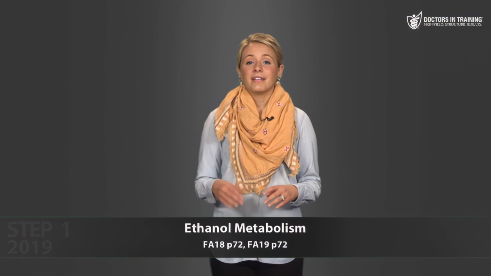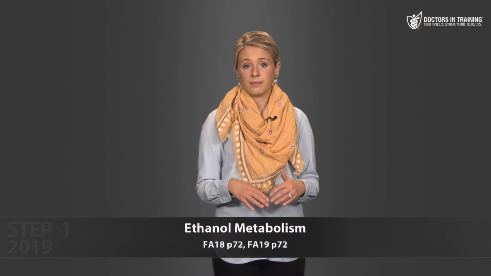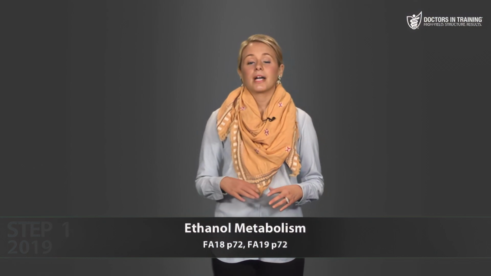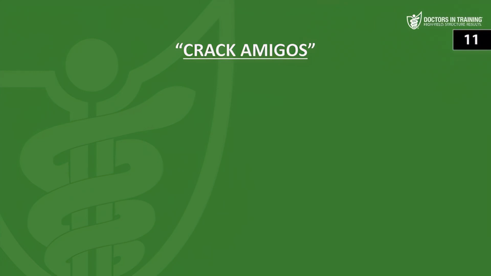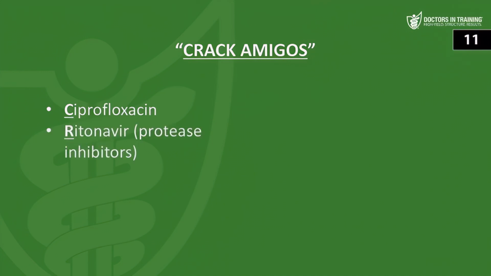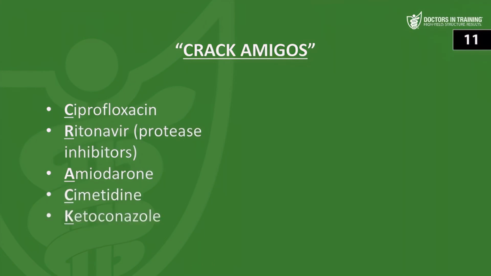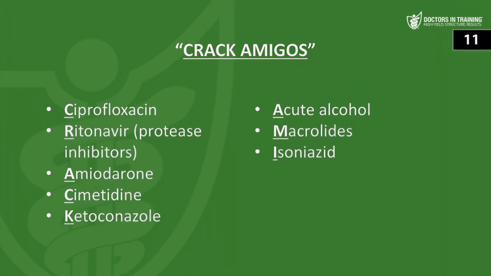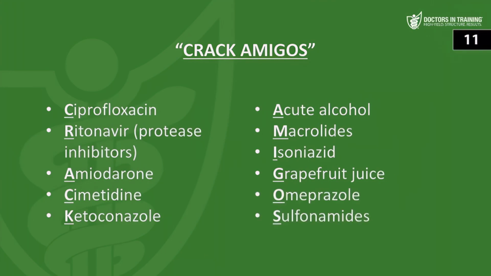Now, list the 11 inhibitors of cytochrome P450. For the inhibitors, our mnemonic was CRACK AMIGOS or PICK EGGS. These stand for ciprofloxacin, ritonavir and other protease inhibitors, amiodarone, cimetidine, ketoconazole, acute alcohol use, macrolides, isoniazid, grapefruit juice, omeprazole, and sulfonamides. That's it for now. We'll see you next time.